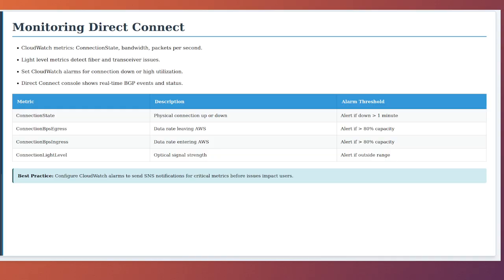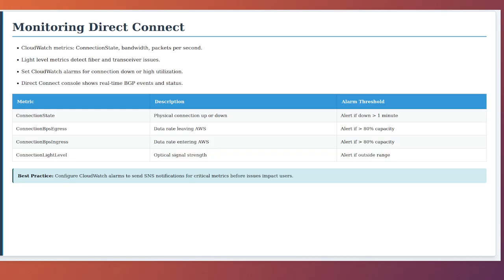CloudWatch alarms allow you to receive notifications when metrics cross defined thresholds. For example, you might create an alarm that triggers if connection state shows down for more than 1 minute, or if bandwidth utilization exceeds 80% for a sustained period. Alarms can send notifications through Amazon SNS, which can deliver alerts via email, SMS, or integration with third-party incident management systems. AWS also provides Direct Connect specific monitoring in the AWS console. The Direct Connect console shows real-time connection status, recent BGP events, and virtual interface states.